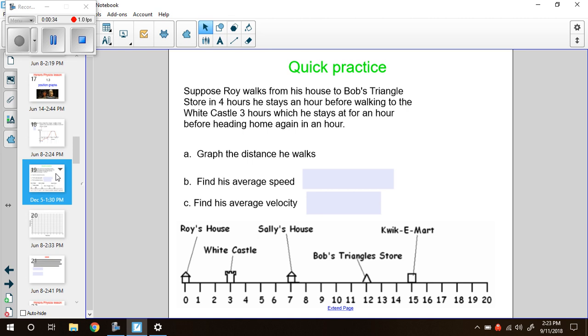So suppose we have Roy. He's at his house. He's going to go to Bob's Triangle store, and doing so, it's going to take him 4 hours. He stays at this store for an hour before he heads to White Castle in 3 hours. After that 3 hours of going to White Castle, he stays there eating all kinds of food because that's what you do, and he leaves and heads home in an hour. So how would you go ahead and graph this?